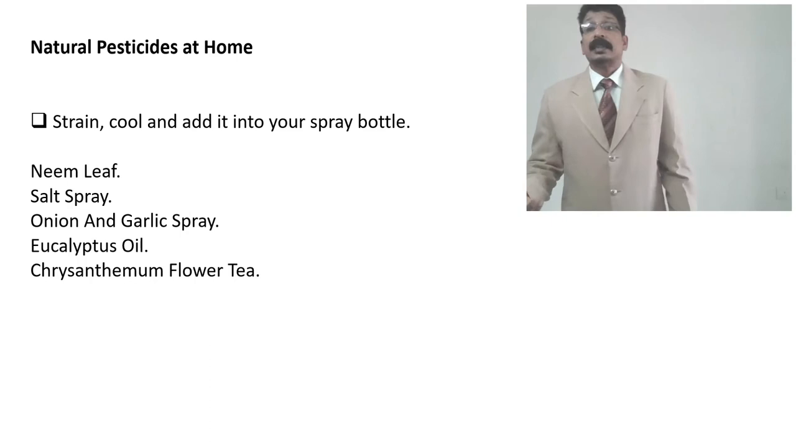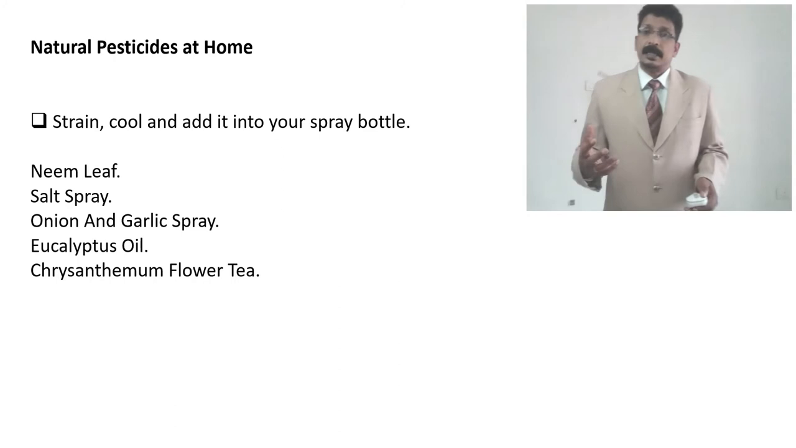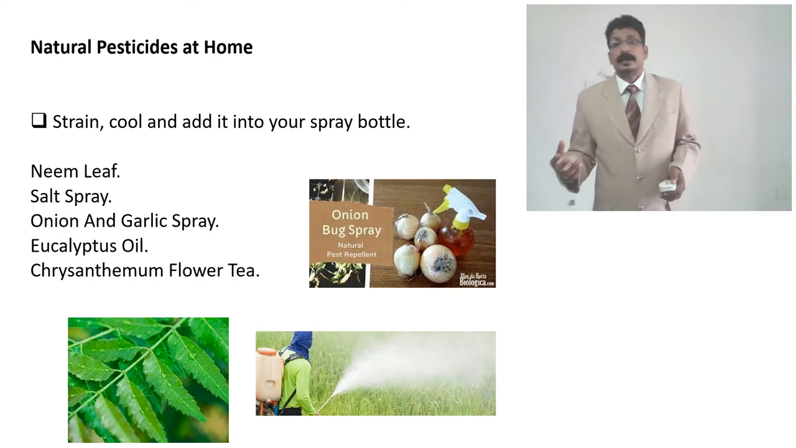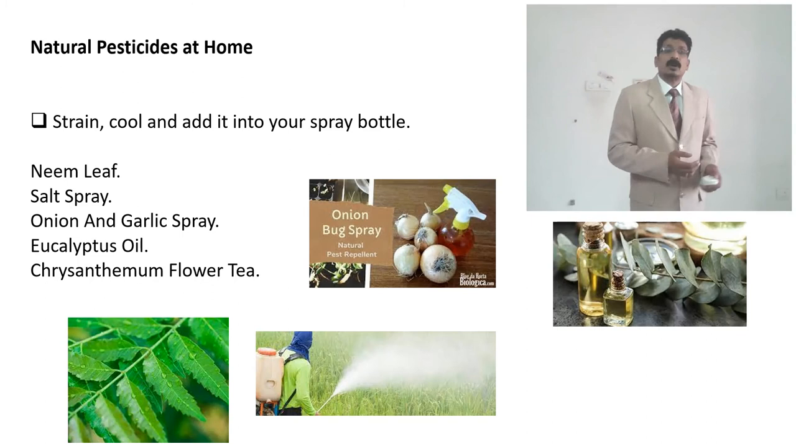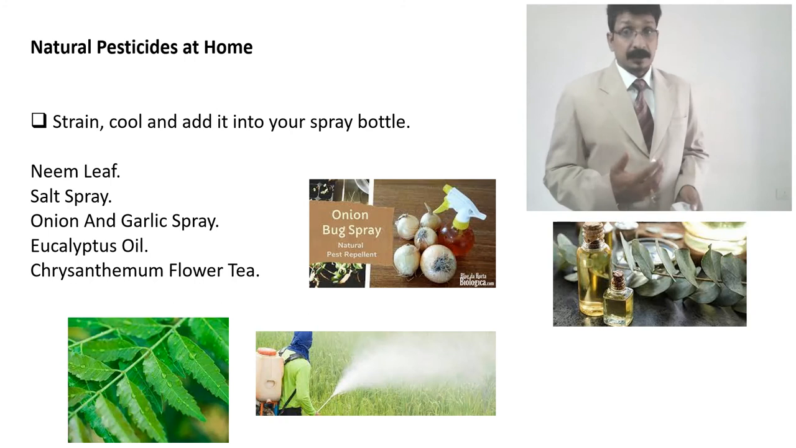Chrysanthemum is the pyrethrum plant. So chrysanthemum flower tea can also be used as a pesticide. So this is about neem, and I want to show you that salt spray. And this is about the onion and garlic spray. And even eucalyptus oil spray can be done. And also chrysanthemum flower tea can be used for this purpose, so that a natural pesticidal effect can be obtained. So these are some of the examples.